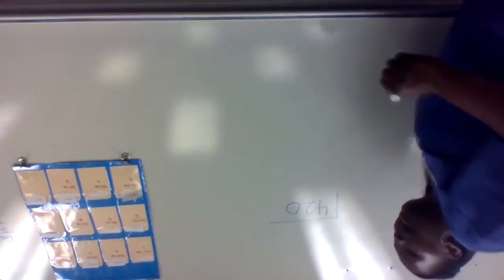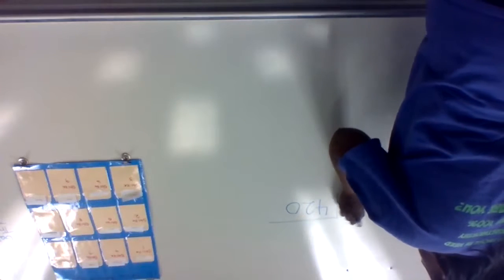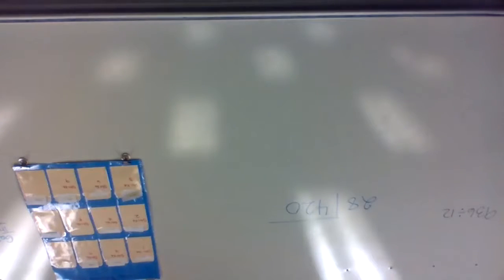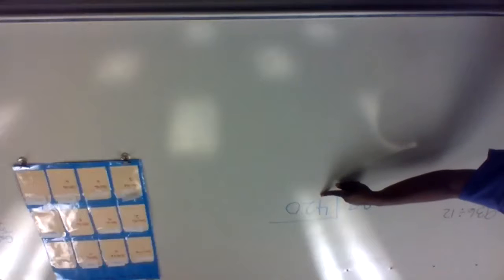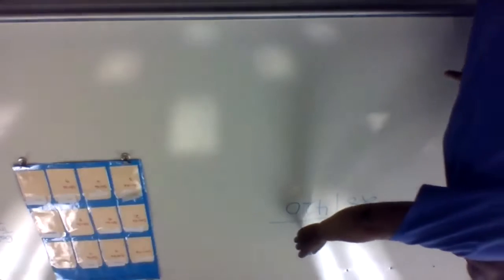All right. So how many pages are in the book? 420. There are 420 pages in the book. I'm going to take these 420 pages and I'm going to divide them by what? 28 chapters. Now, can 28 go into 4? No. Because 28 is bigger than 4. But 28 can go into 42.